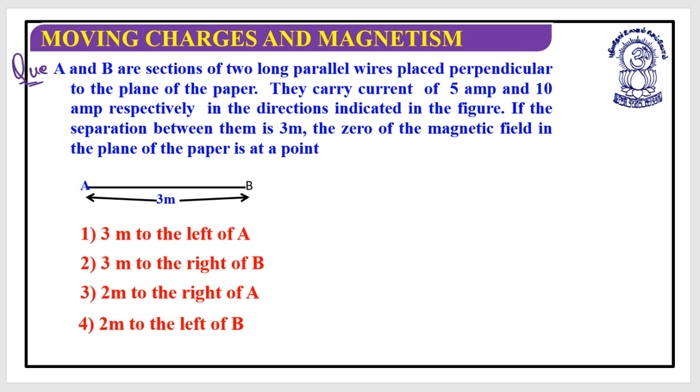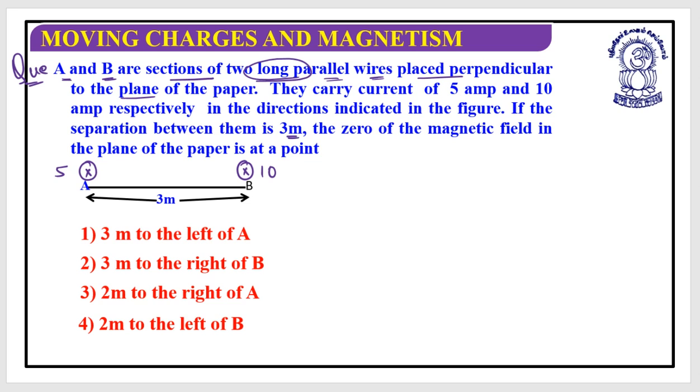What does it say? That A and B are the sections of two long parallel wires placed perpendicular to the plane of the paper. Okay, great. Let us assume that this is conductor 1, this is conductor 2, A and B. They carry current of 5 ampere and 10 ampere respectively, in the directions indicated in the figure. Okay, they are inside the plane.